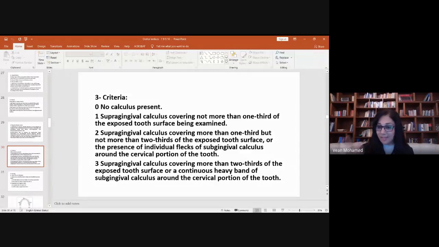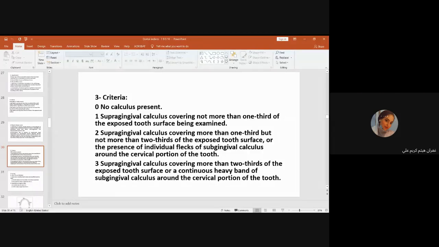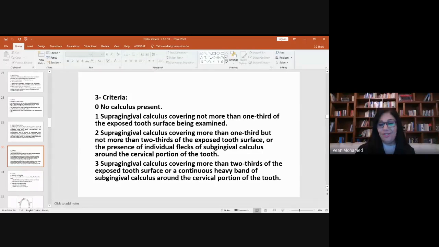More than 2/3 plus what? Plus a heavy band of subgingival calculus around the cervical area. There is supragingival covering more than 2/3 plus subgingival calculus. Yes. Okay, thank you. And does anyone else want to repeat with me?